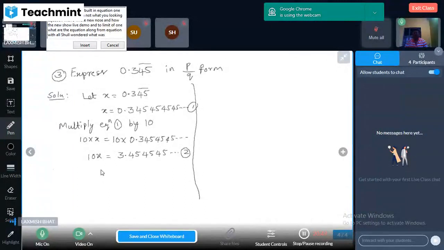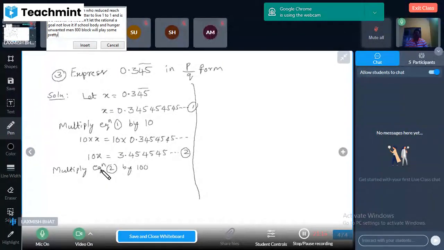This is the second step here. Multiply equation number 2, not 1, it is 2, by 100. I am multiplying it with 100 because 4, 5 is repeating. A group of 2 digits are repeating. If it is 3 digits, then we have to multiply it with 1000. If it is 4, then we have to multiply it with 10,000. If it is only one digit, then we have to multiply it with 10.